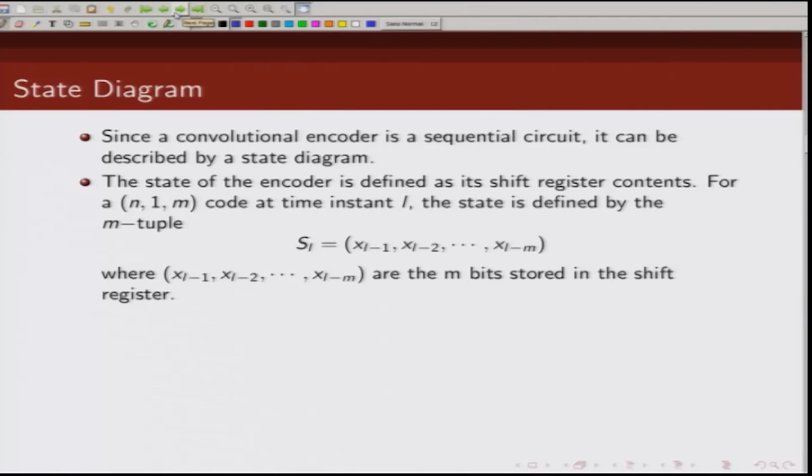So, state diagram is described as follows. A state of an encoder is basically defined by the contents of a shift register. So, if you have a rate 1 by n code whose memory order is m, then we define the state at time L by S sub L, where x L minus 1, x L minus 2 up to x L minus m are essentially the contents of the shift registers. So, the contents of the shift register will define what is the state of the convolutional encoder.